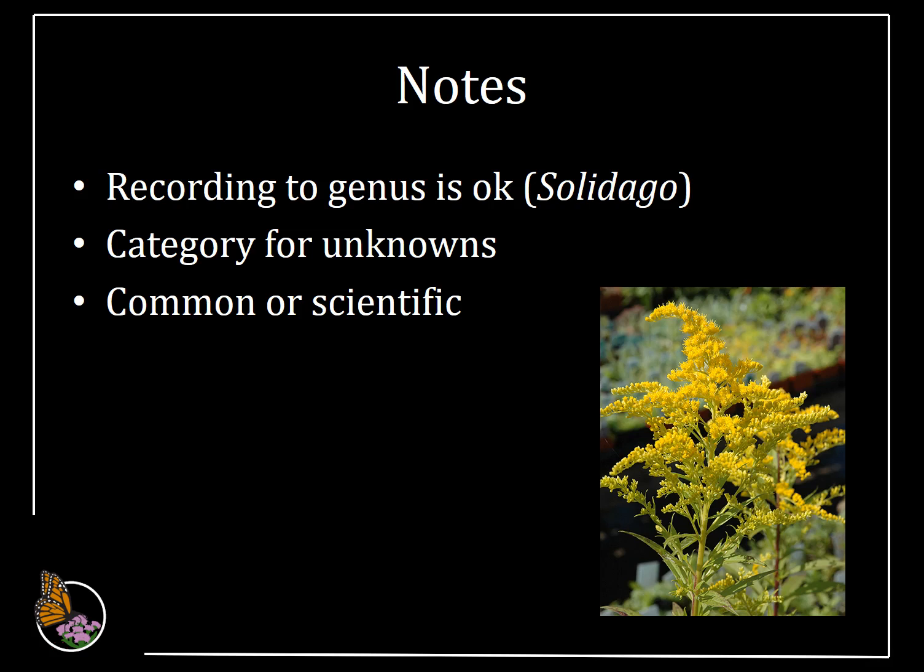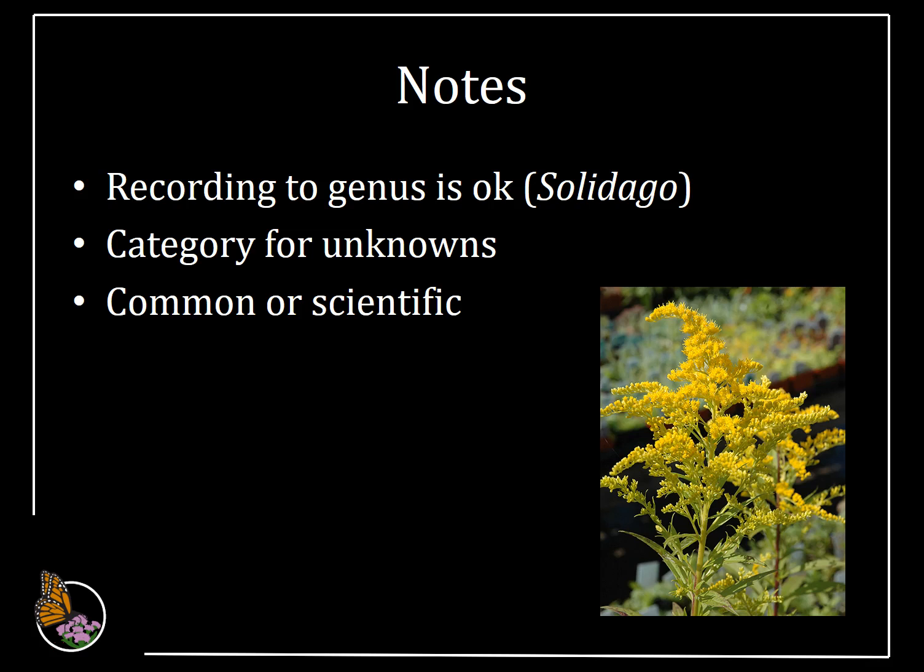Additionally, if there is a plant that is really difficult to determine by species, it is okay to record by genus. In the Midwest, Solidago or goldenrod is a good example of this. There are multiple species that are very hard to distinguish between. In that case, you could write Solidago species in the species row for that plant.